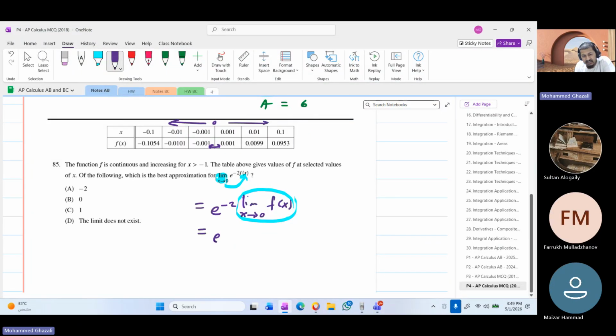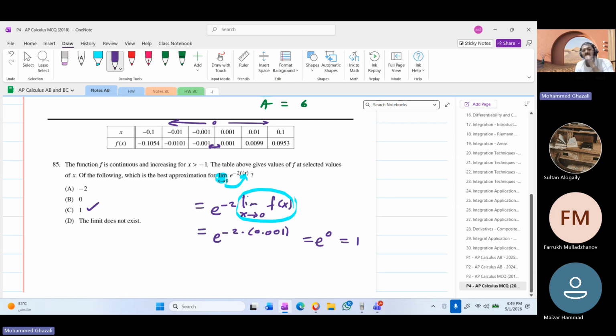So you're going to get e to the power -2 times 0.001. If you multiply this out, it's almost e to the power 0. Approximation. So the answer is 1, which is C. Just check it out. You can use a calculator, Desmos. You can use a calculator and get this answer.